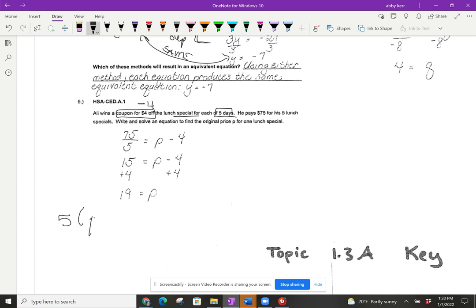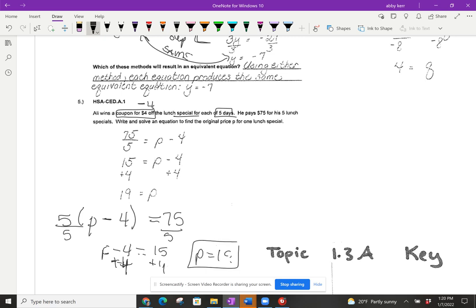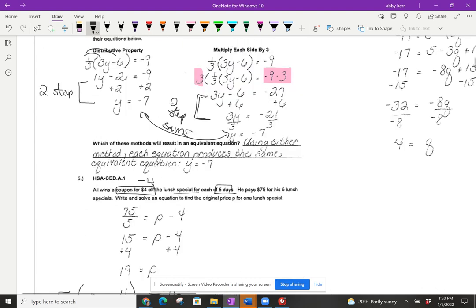So we know his lunch, which is P, took $4 off because of the coupon. And then he had the $75 total. So you're allowed to divide by 5 first, and then that leaves the parentheses, and then add 4 to both sides. Sorry, my pen kind of messed up there. So then P equals 19. So the original price of each lunch was $19.